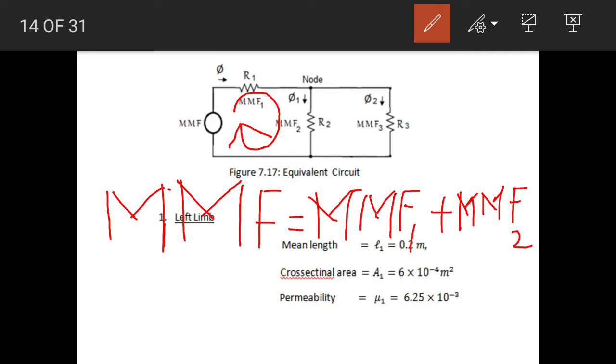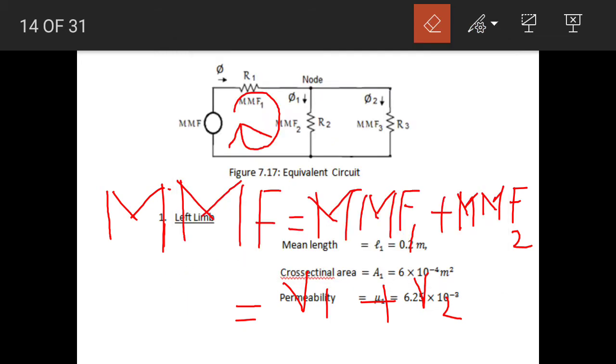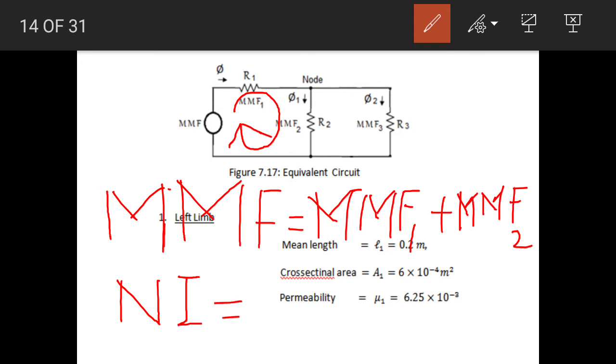You see, if you consider an equivalent electrical circuit, the sum of the voltage rise in this loop will be equal to V1 plus V2. So these two equations are analogous. Anyhow, we know that MMF is basically equal to Ni. The number of turns of the coil is known, which is 50, but the current in the coil is unknown. We need to calculate it with the help of this particular equation.